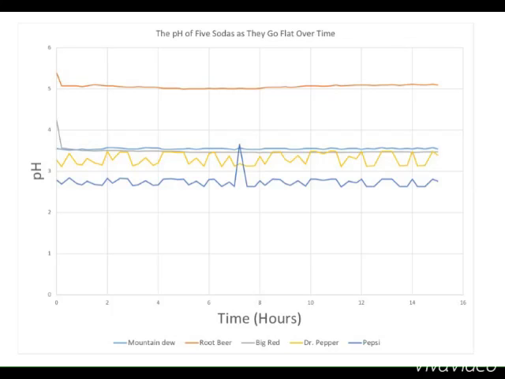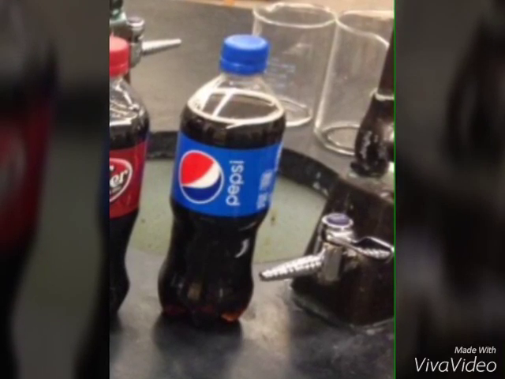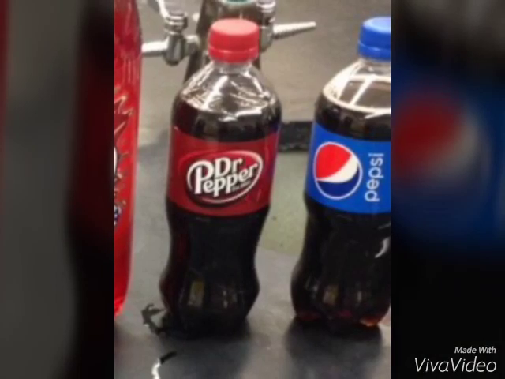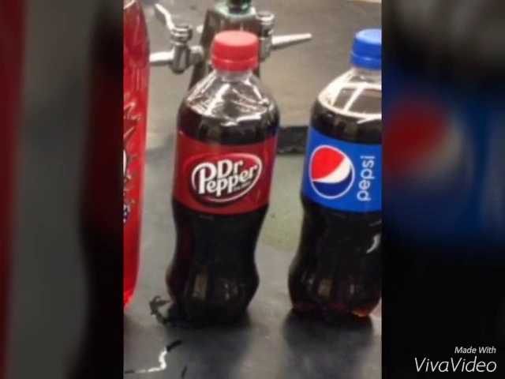Lastly, Dr. Pepper started out with a pH of 2.79 and it fluctuated between 2.69 and 2.84 throughout the 15 hours, ending at a pH of 2.76 at the end of the 15 hours. The Pepsi's pH decreased by 0.3 over the 15 hours. Dr. Pepper's pH decreased by 0.02 over the 15 hours.